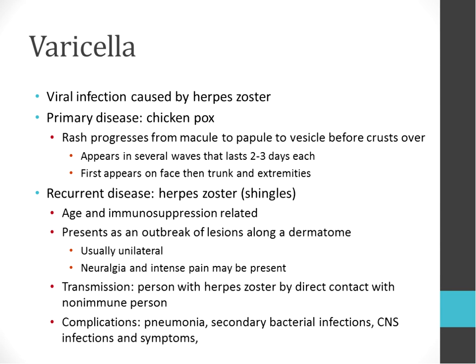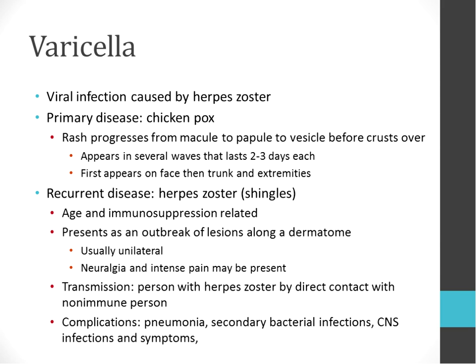Varicella is caused by herpes zoster, a viral infection. Primary disease for it is chickenpox, and this is a rash that appears from macula to papule to vesicle before it crests over. Later on in life, it can reoccur as a herpes zoster, which is shingles, and this is typically related to immunosuppression and age.